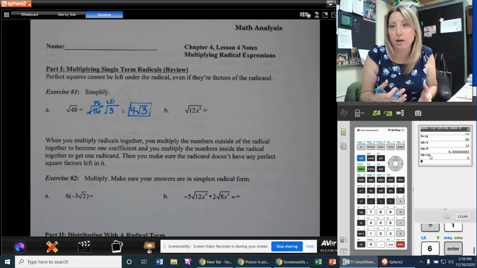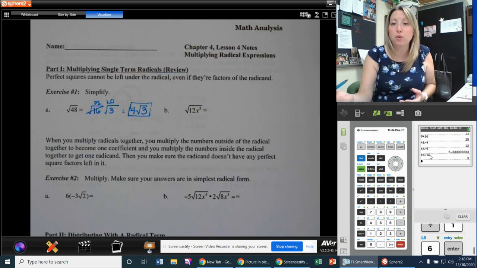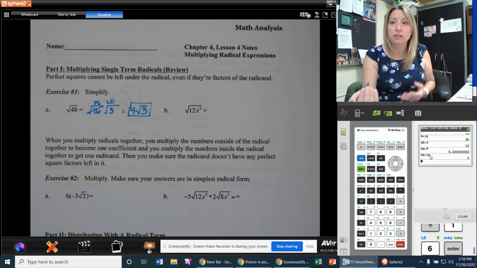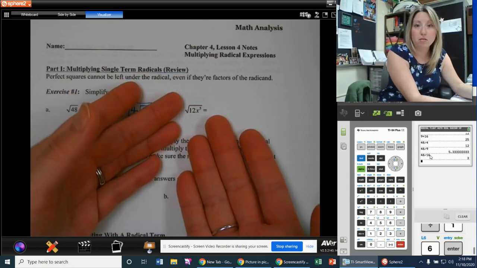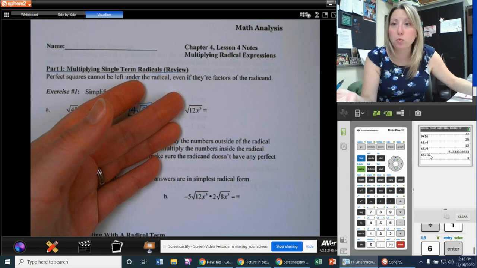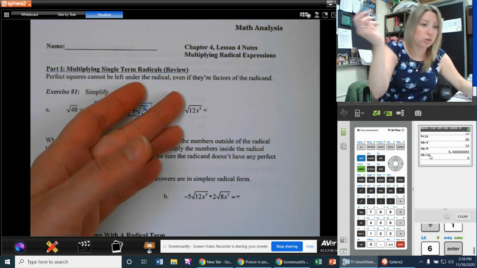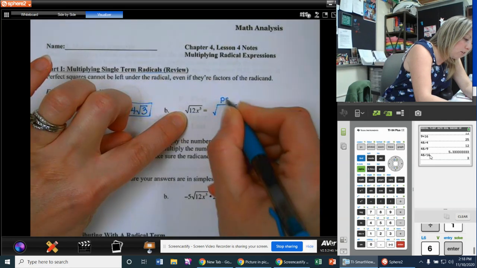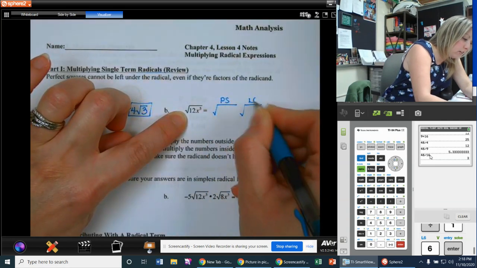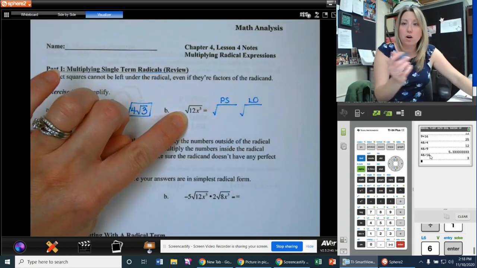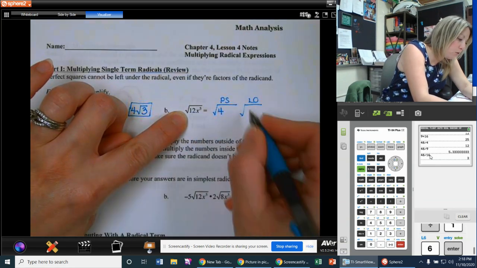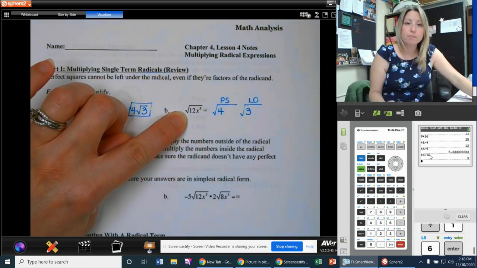Same thing goes with variables. Any even exponent on a variable is itself a perfect square, and any exponent over 1 on a variable means there is a perfect square factor in there that can come out. So we divide into the perfect square radical and the leftover radical. Let's start with the number. 4 is the biggest perfect square that divides evenly into 12. 12 divided by 4 is 3 for the leftover.